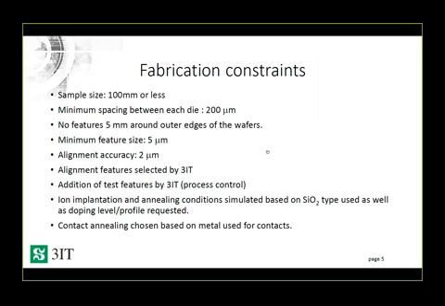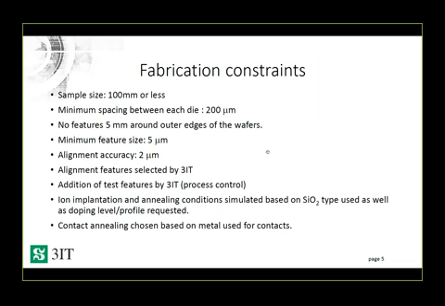So let's start with the limitations of what we can do. For this specific platform, in terms of sample size, we are limited to 100 millimeter wafers or less. For dicing purposes, we require a minimum spacing between each die of 200 microns. We also require an exclusion area of about 5 millimeters all around the outer edge of the wafer. This is really a machine limitation.